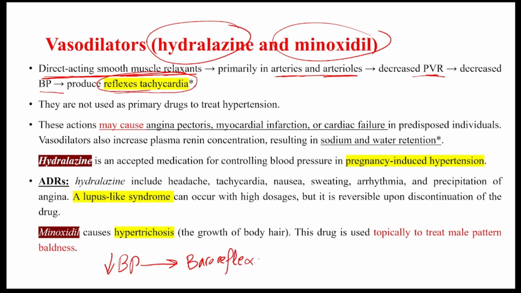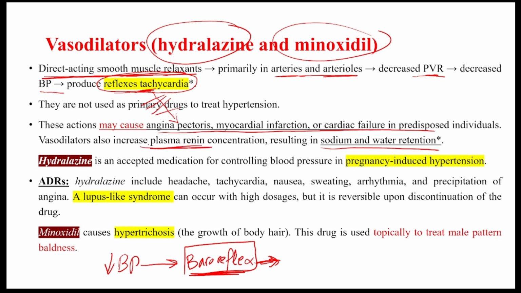And I refer the student to go to the beginning of this lecture and watch the recording for the baroreflex, what happens when you decrease blood pressure. Okay. When the patient suffers from reflex tachycardia, this may cause angina, myocardial infarction, cardiac failure. For this reason, we don't recommend using this medication in patients with these types of disease. This medication may cause sodium and water retention due to the release of renin. Okay, we're done with this group of medications in general.